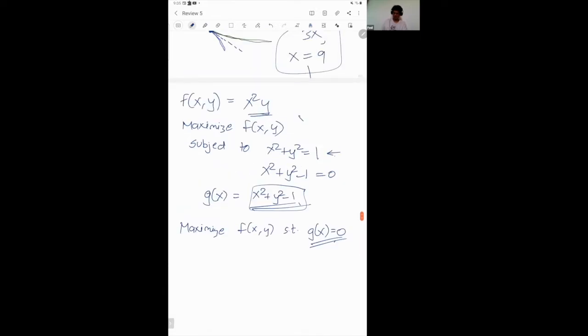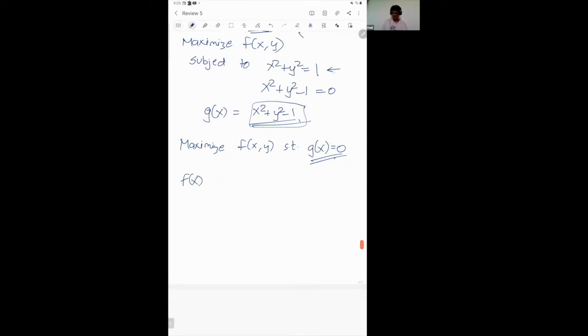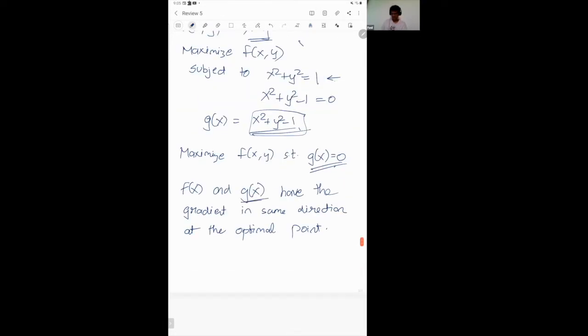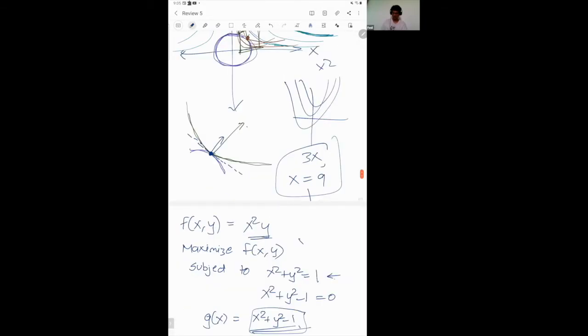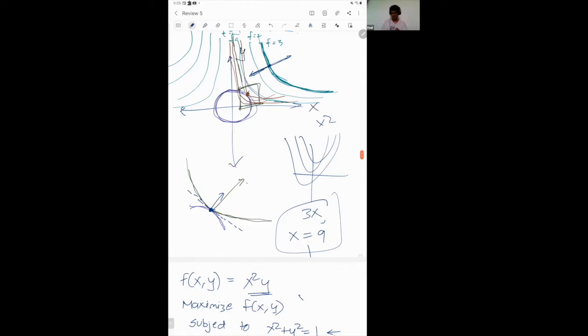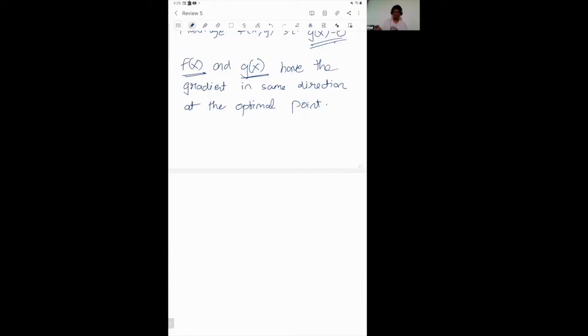What we know for a fact is that f of x and g of x have the gradient in the same direction at the optimal point. This we showed earlier. And here again, g of x and f of x both are parametric surfaces. Here, none of them is a curve. I hope you are able to distinguish between the two. If you have any doubts about parametric surfaces, curves, contours, and what they technically mean, that multivariate calculus course would be a good point for you to start.